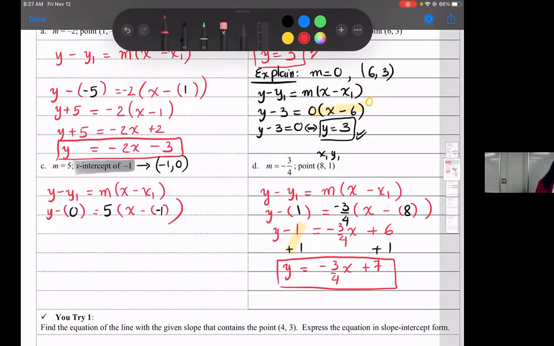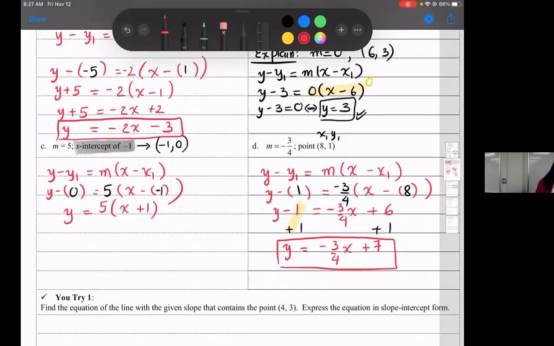On the left-hand side, just y. On the right-hand side, 5 times x plus 1 now. Minus -1 is plus 1. And then you distribute the 5. So y equals 5x plus 5.